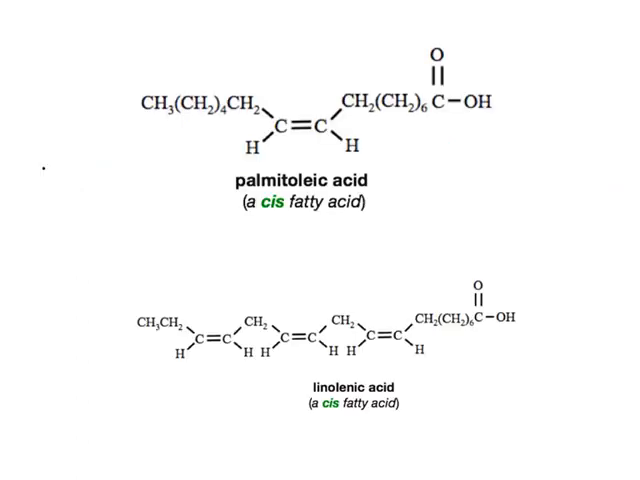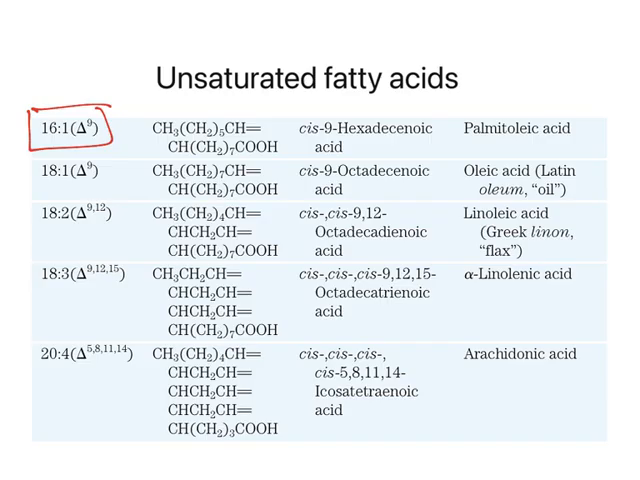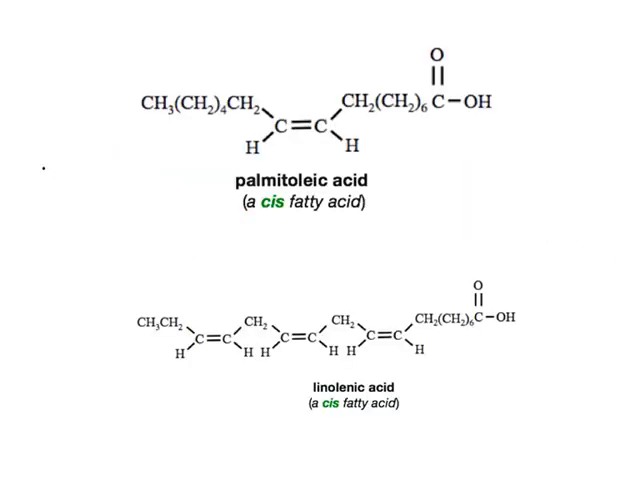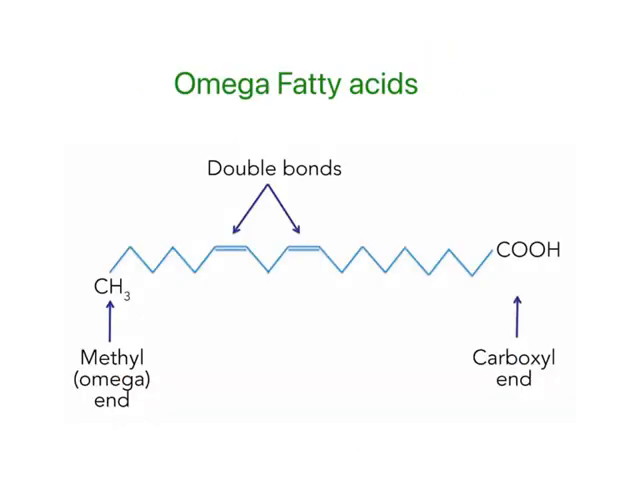Moving to the next one. See, in all of them you can see in the name it is given as cis. All naturally occurring unsaturated fatty acids are in cis conformation. Cis means similar groups will be on the same side. So this is how it is there. So they are called cis fatty acids. Moving to the next one.